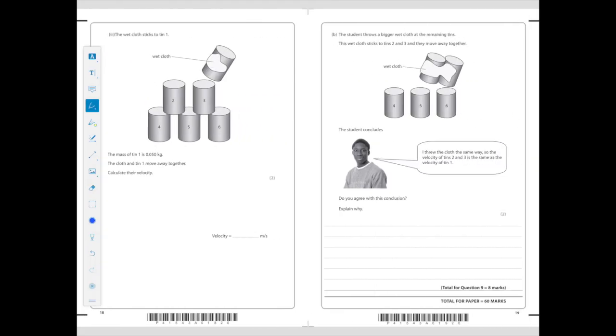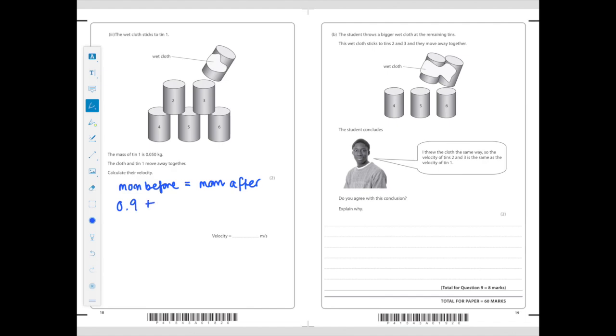The wet cloth sticks to tin 1. The mass of the tin 1 is 0.05 kilograms. The cloth and tin 1 move away together. Calculate their velocity. So I always do this in the same way, which is momentum before equals momentum after. Now we've just worked out the momentum of the cloth, which is 0.9.